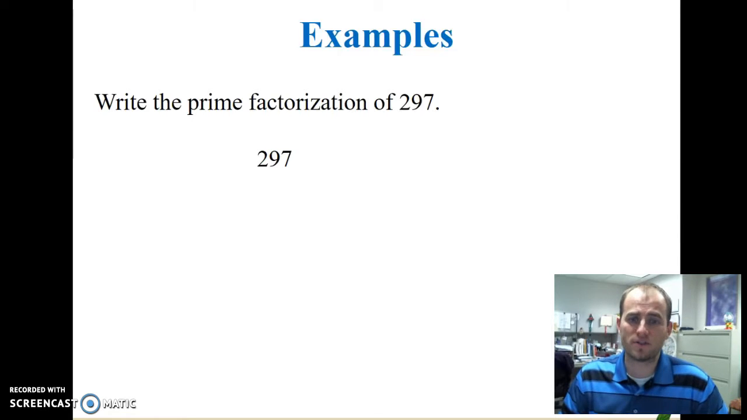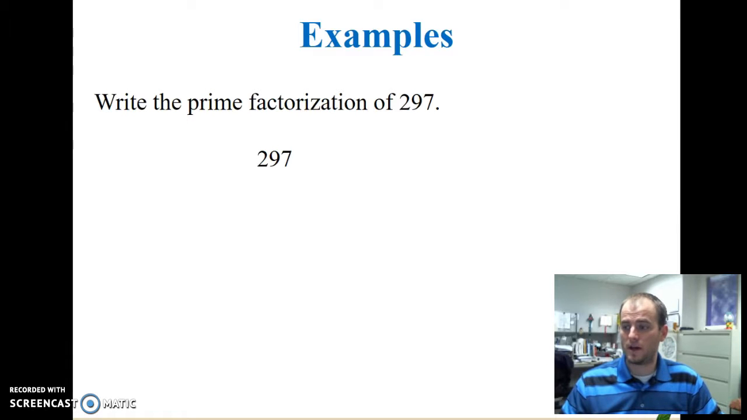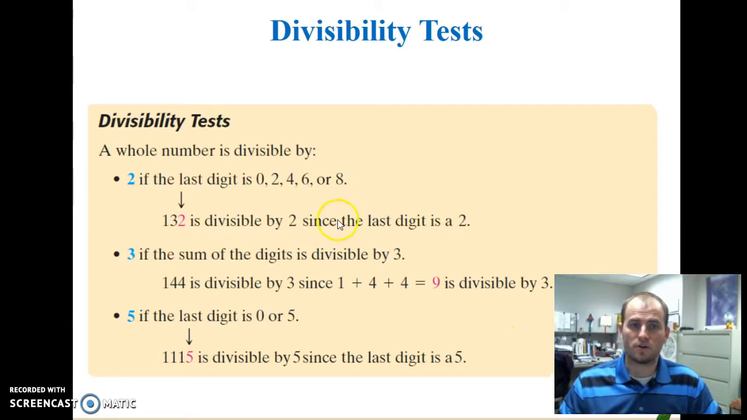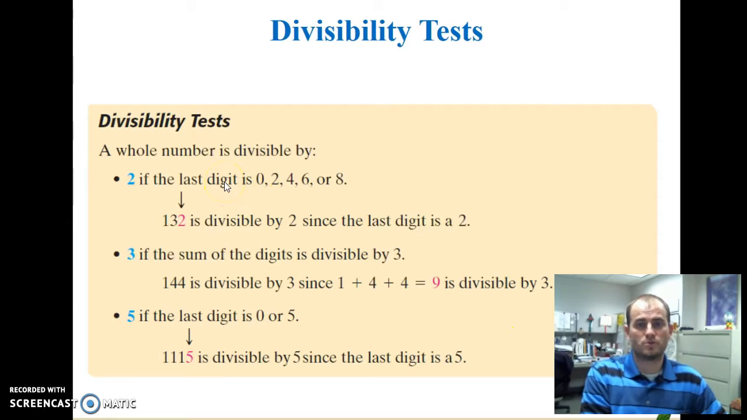What do you do when you get to harder numbers? Like letter D says 297. What if you're not sure what goes into 297, if there is even anything? Okay, so to do that, there's some divisibility rules, or a divisibility test, that helps us with this.